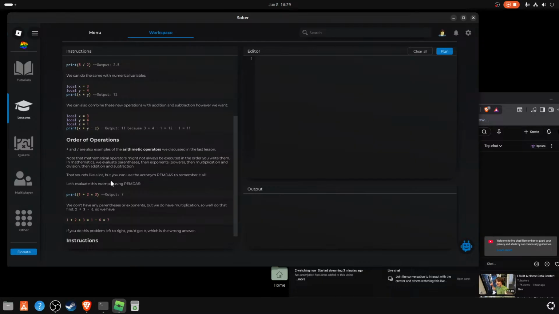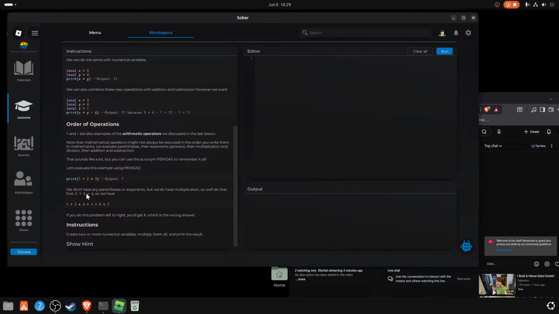That sounds like a lot, but you can use the acronym PEMDAS to remember it all. Oh yeah, PEMDAS. Now I remember. This lesson is, I think, this is space for middle schoolers. I could be wrong about that. I'm trying to remember, but the Lua lessons here.